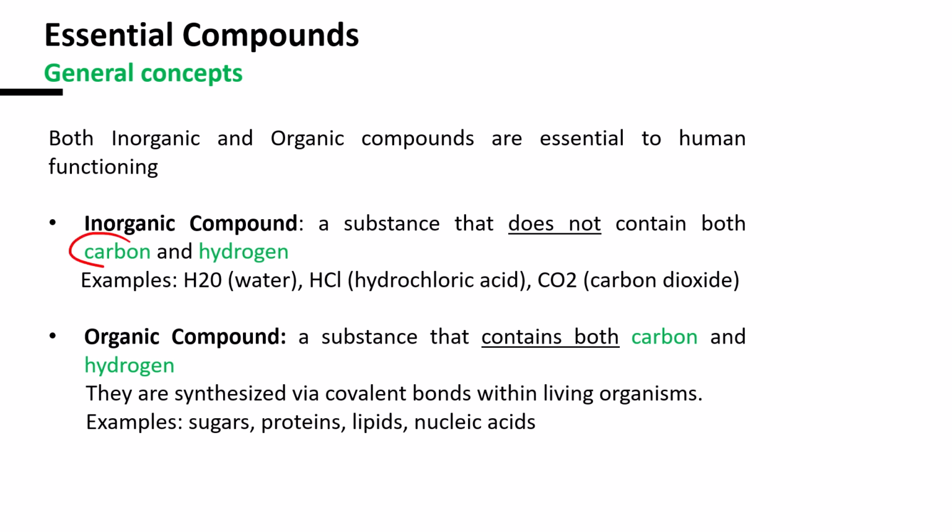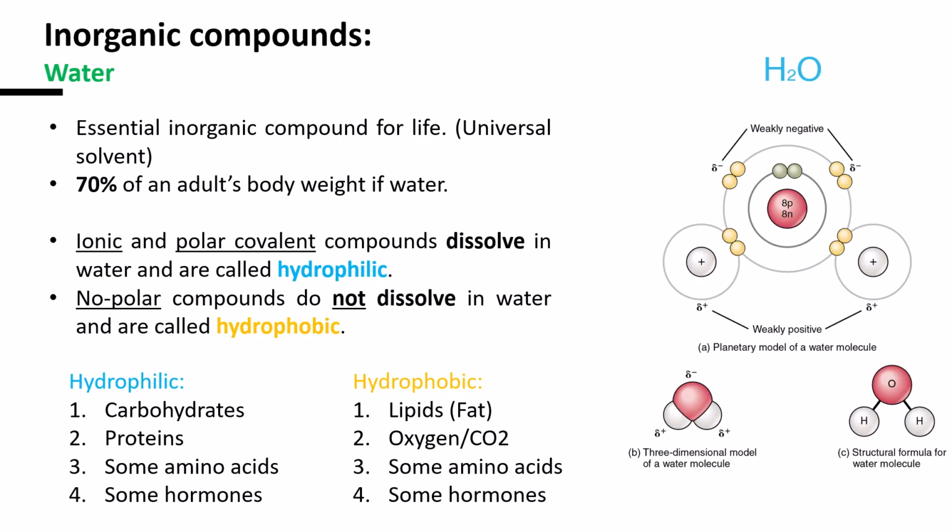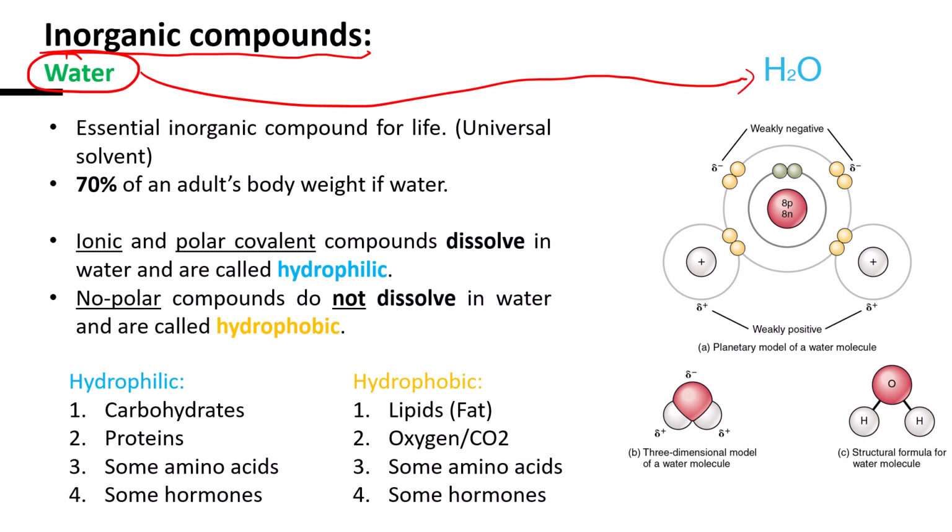Inorganic compounds are the ones that do not have both carbon and hydrogen. An organic compound is a substance that contains both carbon and hydrogen in the chemical structure. The first inorganic compound that we're going to talk about is water. Okay, remember, it is inorganic because it's missing the carbon.